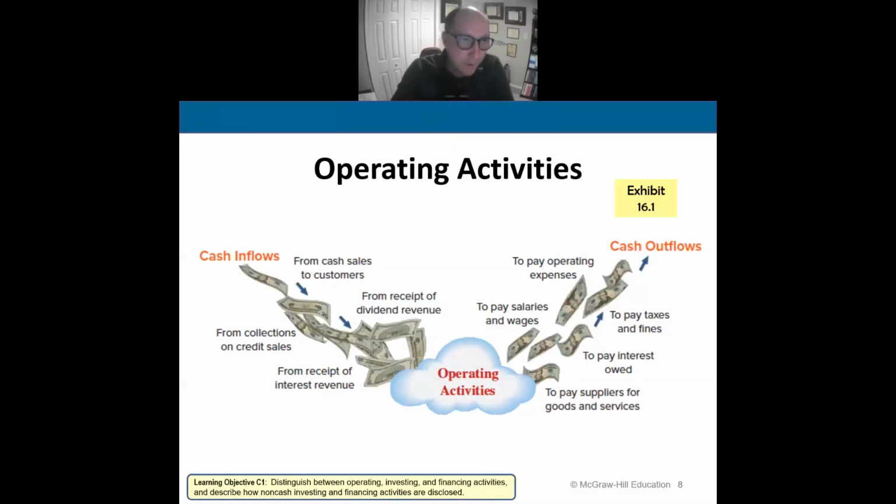So again, operating activities, cash is coming in from your customers. We're collecting on accounts receivable. Maybe we got some interest in. Maybe we received some dividend revenue. Cash going out of the business, we're paying our employees. We're paying our day-to-day operating expenses. Maybe we're paying interest on a loan or something. We're paying for goods and services. We're paying our taxes. Those are day-to-day operations. Cash coming in from our customers. Cash going out for our day-to-day expenses. That's operating activities.